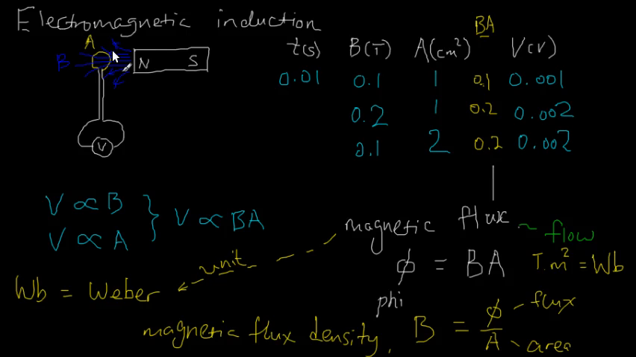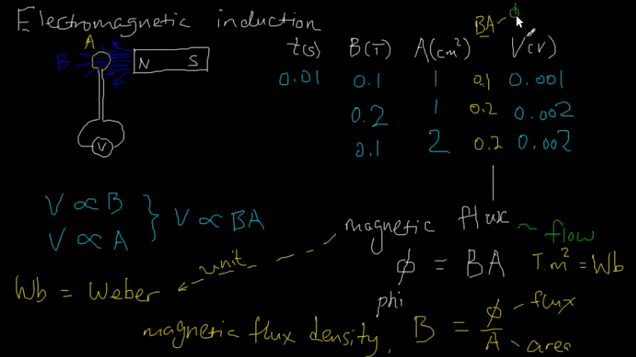In the last video, I talked about how the voltage induced in this setup depends on the flux, the magnetic flux that goes through this area, and that's given by this quantity B times A here. So the B times A here is actually the flux, which I called phi.